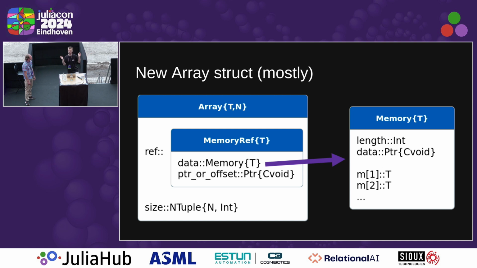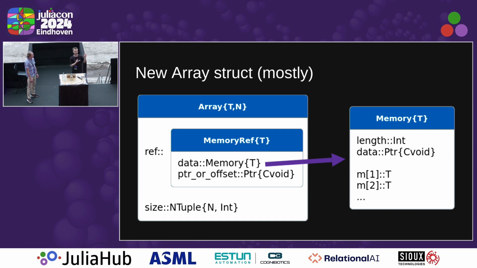The size is just a tuple with the size along each dimension. And then the ref is another new type of object called a memory ref, where the memory ref has two fields. And conceptually, you can think of it as storing an offset into a memory. So this stores the first element, or the element of the memory that corresponds to the first element of the array. And this is because arrays in Julia are resizable from both ends.